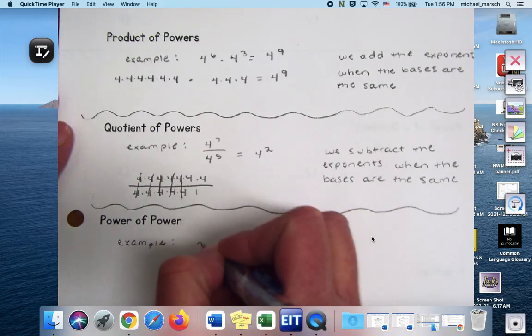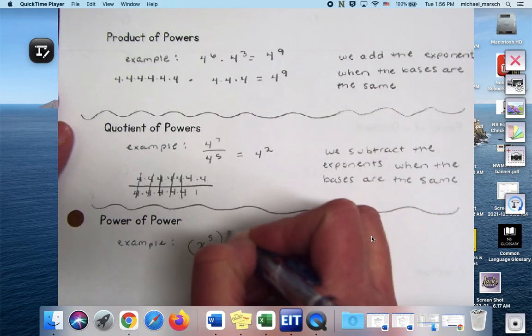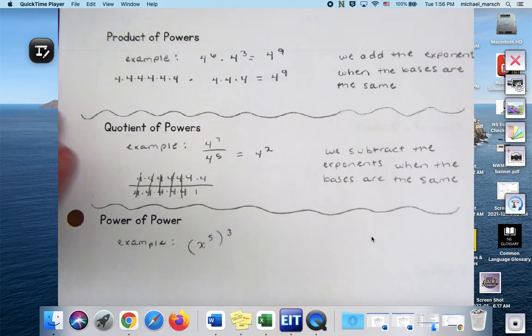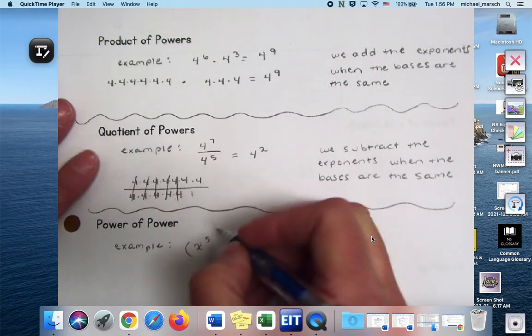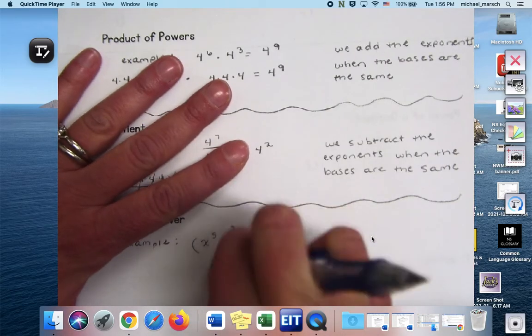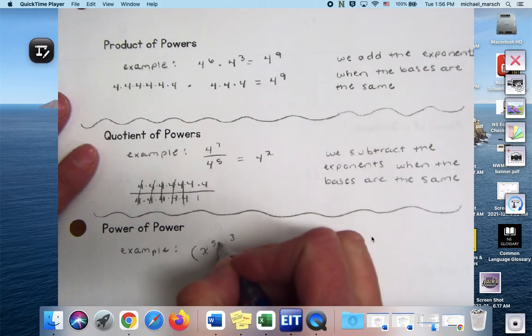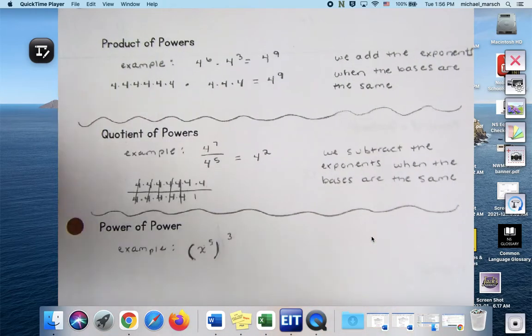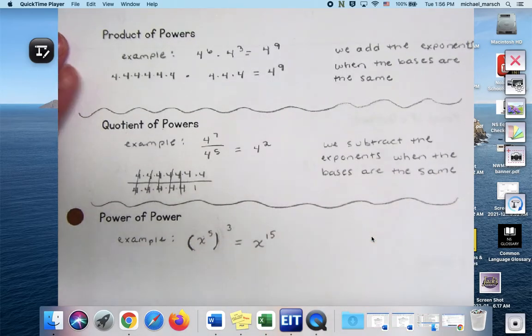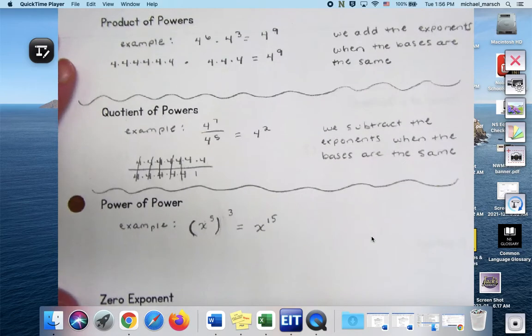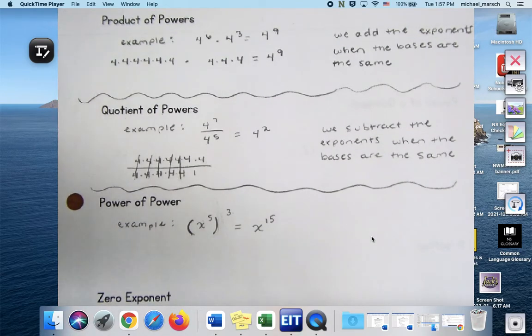So if I have x to the 5th to the 3rd power. So power of power. This looks like it's up here at a weird angle. It's not supposed to be. It's supposed to be a regular parenthesis, but it's hard to do. Here we go. And this answer would be x to the 15th. You can tell me why. What did I do here, Hayden? You multiply them. I multiply them, right?